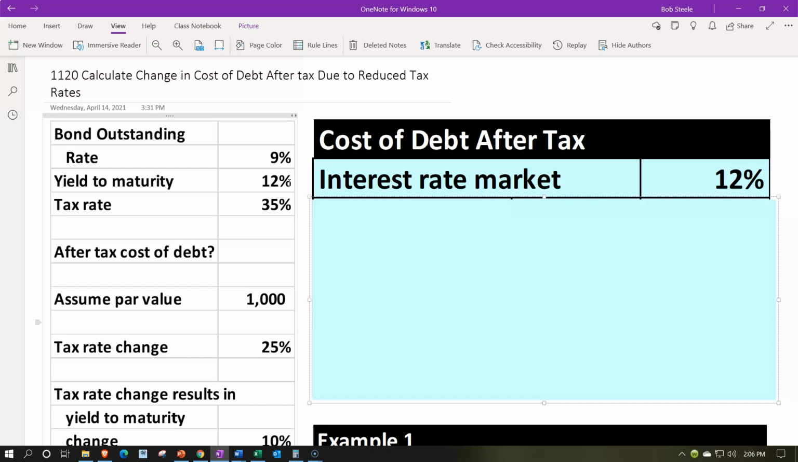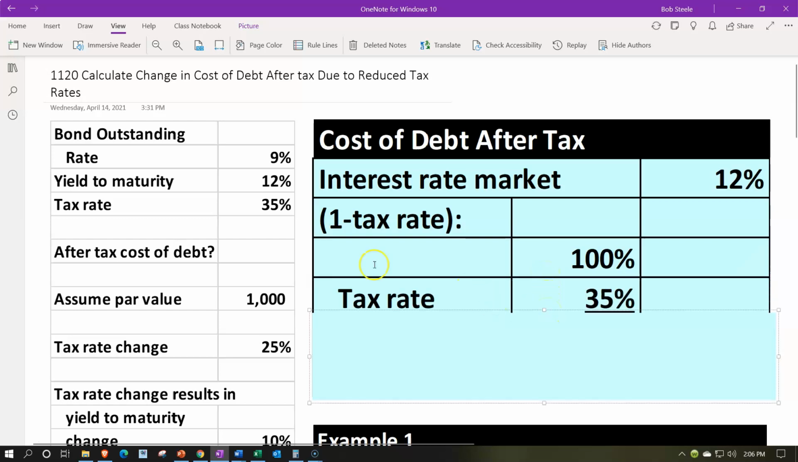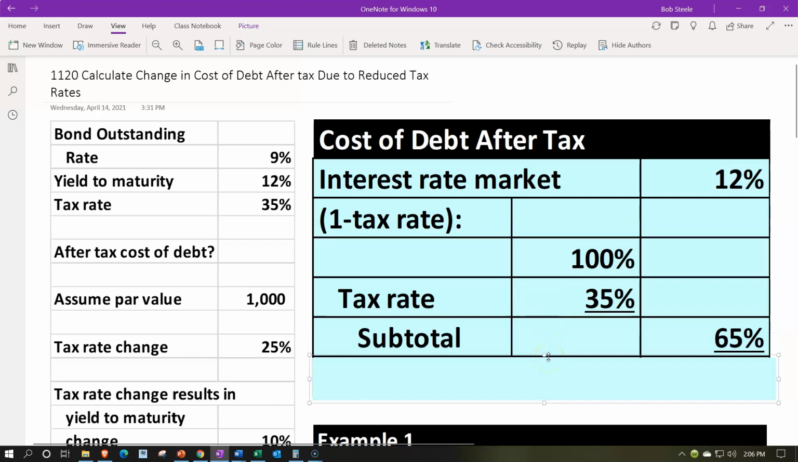So it still is something. On average, you can think of the market rate as the actual rate that is the cost given those components, and there will be a tax impact for it. Then we're going to take 1 minus the tax rate, so 100% minus the tax rate of 35%, and that's going to give us the 65%, or 0.65.